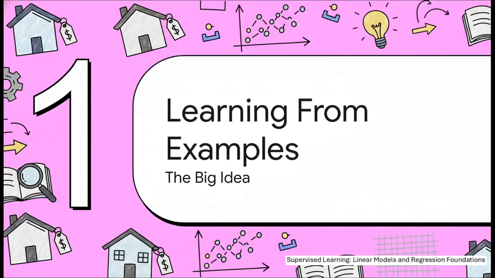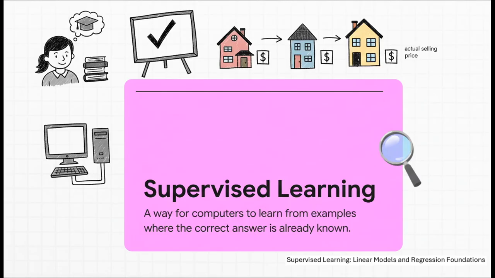And that brings us right to the big idea, the real secret sauce behind solving our house price problem. This concept of learning from examples. So this whole approach has a name. It's called supervised learning. And honestly, the best way to think about it is like a student who's studying for a test, but they have the answer key.